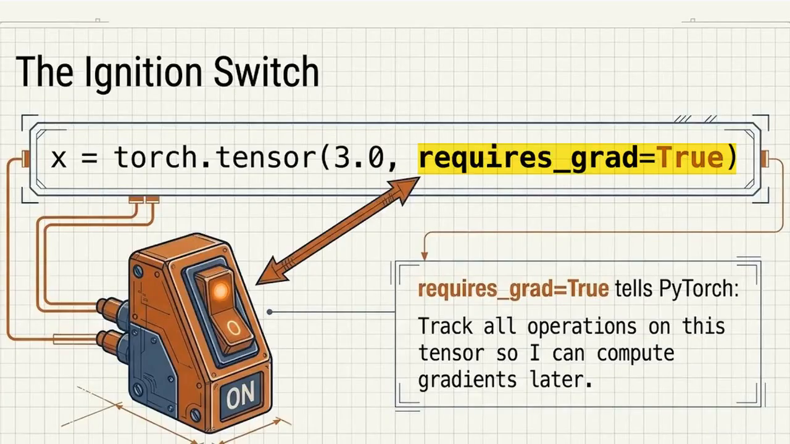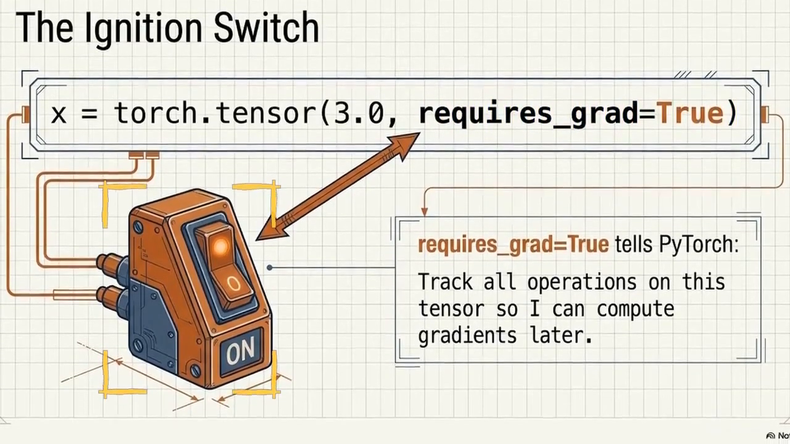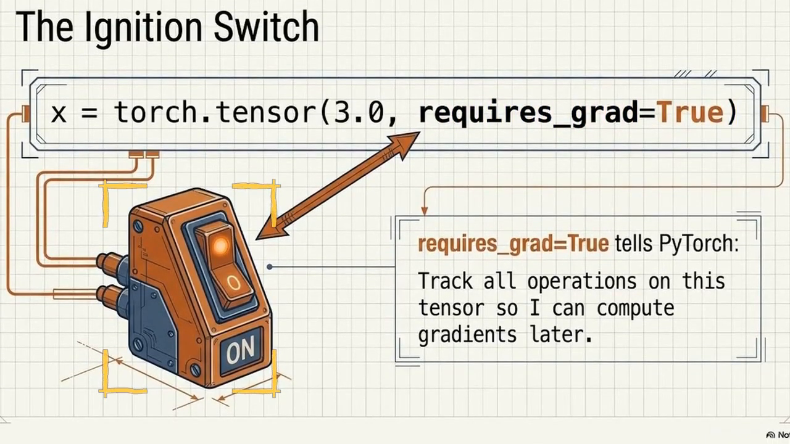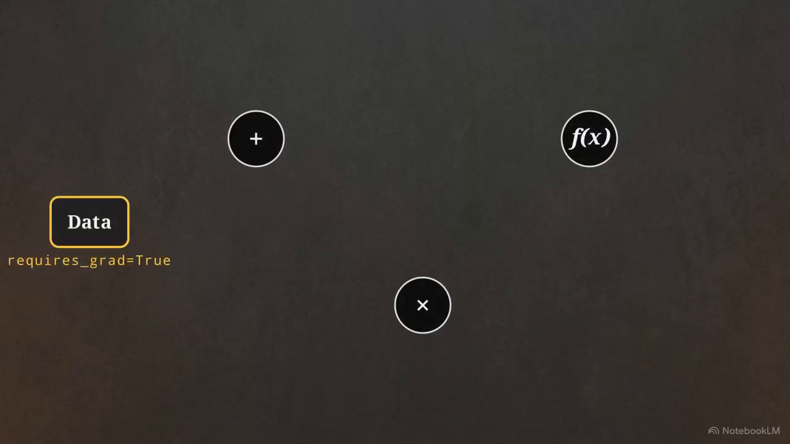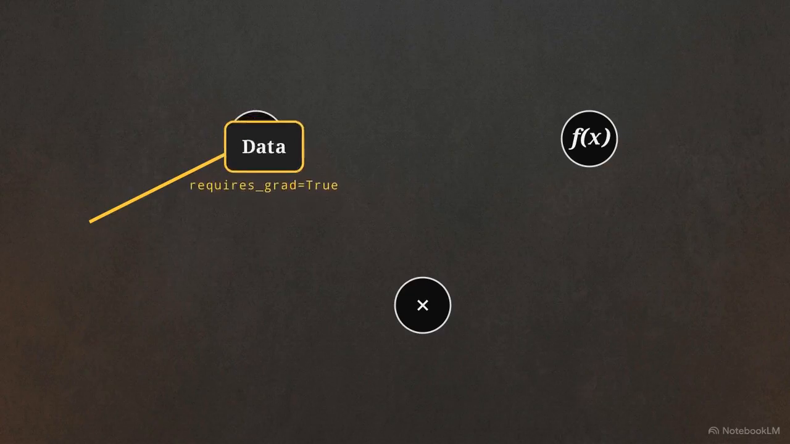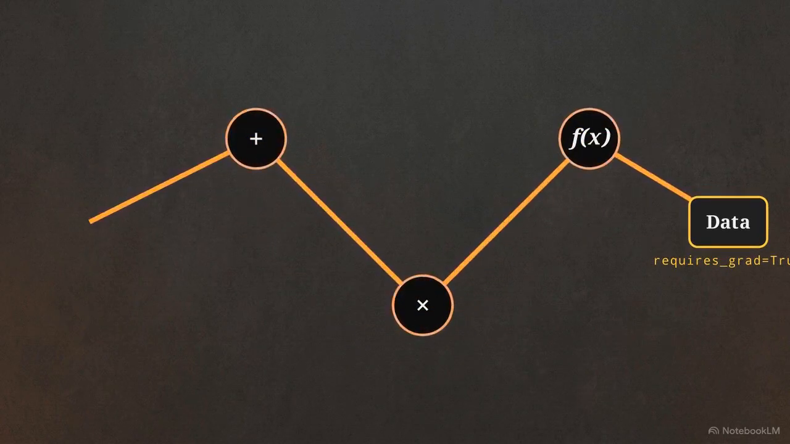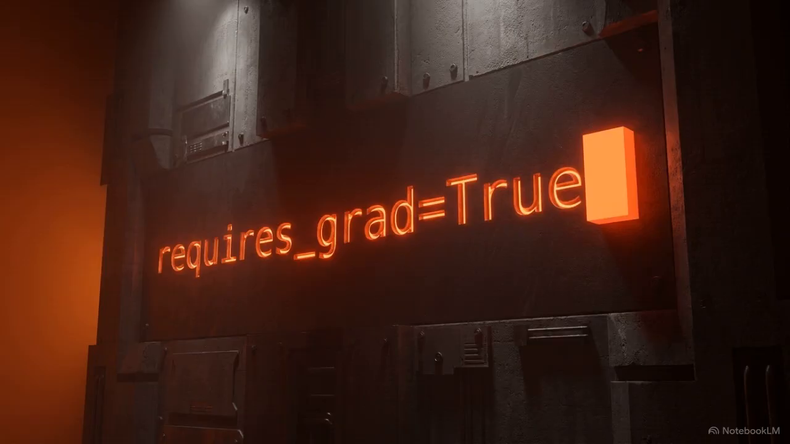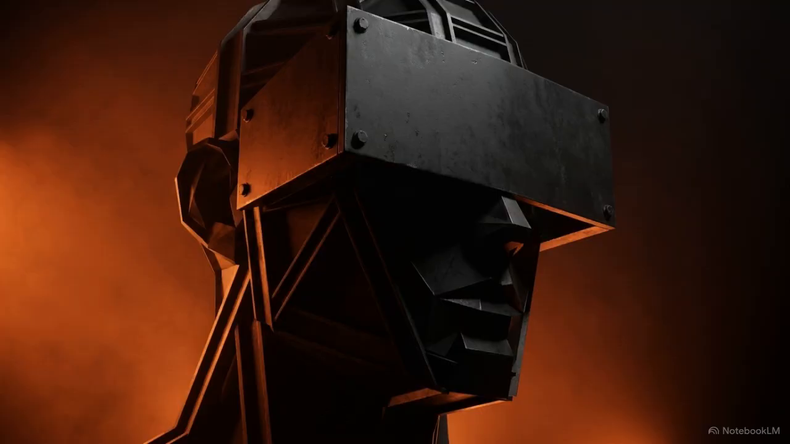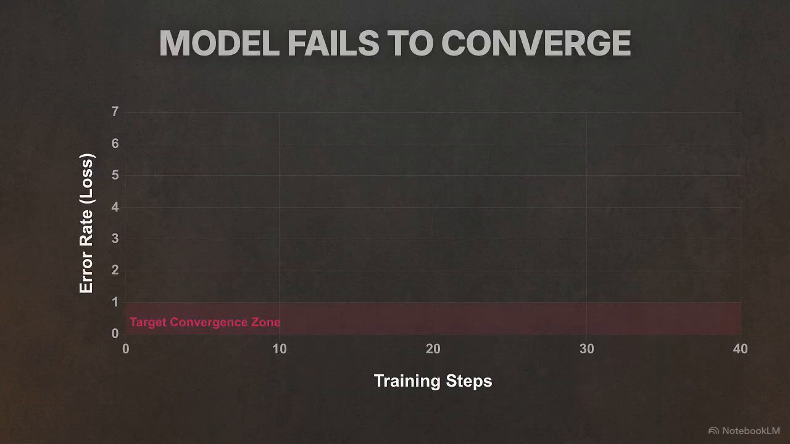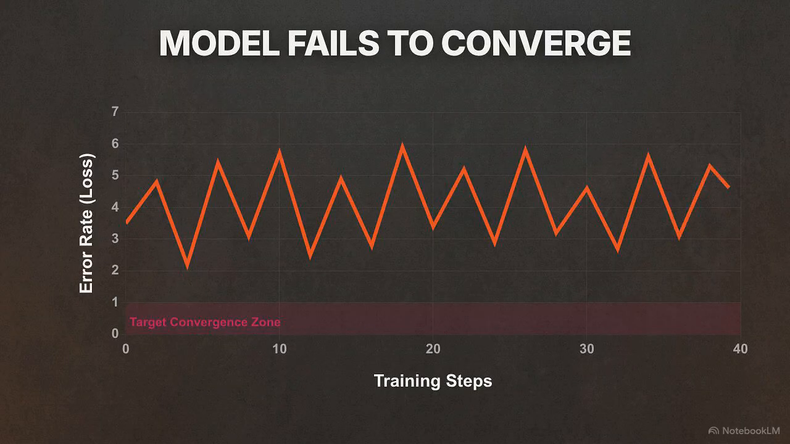We turn this memory on using the command requires_grad=True. Think of this as flipping a physical ignition switch that tells PyTorch to start paying attention to a specific tensor. Once that switch is flipped, PyTorch begins tracking every single addition, multiplication, or transformation that happens to that data. This line is the absolute starting point for the machine to learn from its errors. If we don't track these changes, the AI will be completely blind to its own mistakes and have no idea how to adjust itself to do better next time.